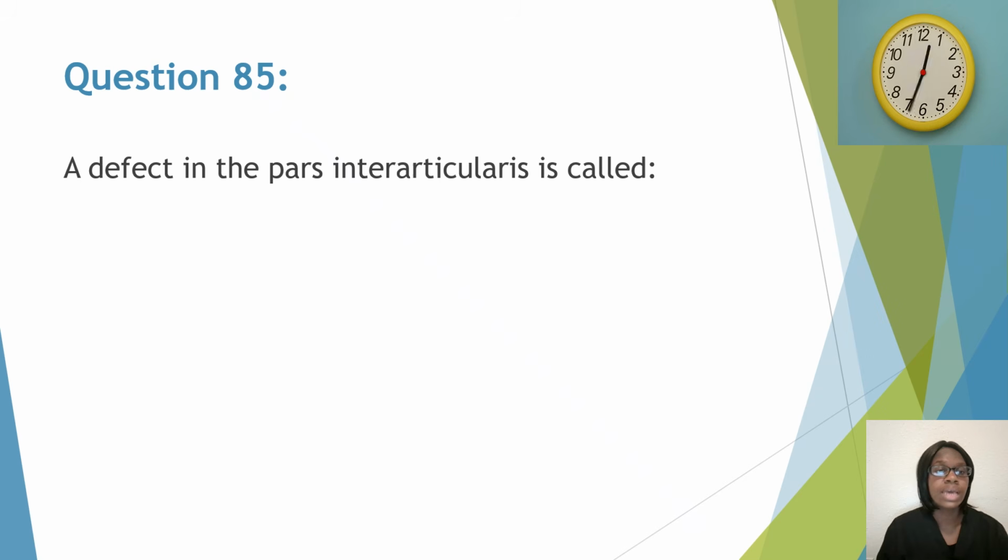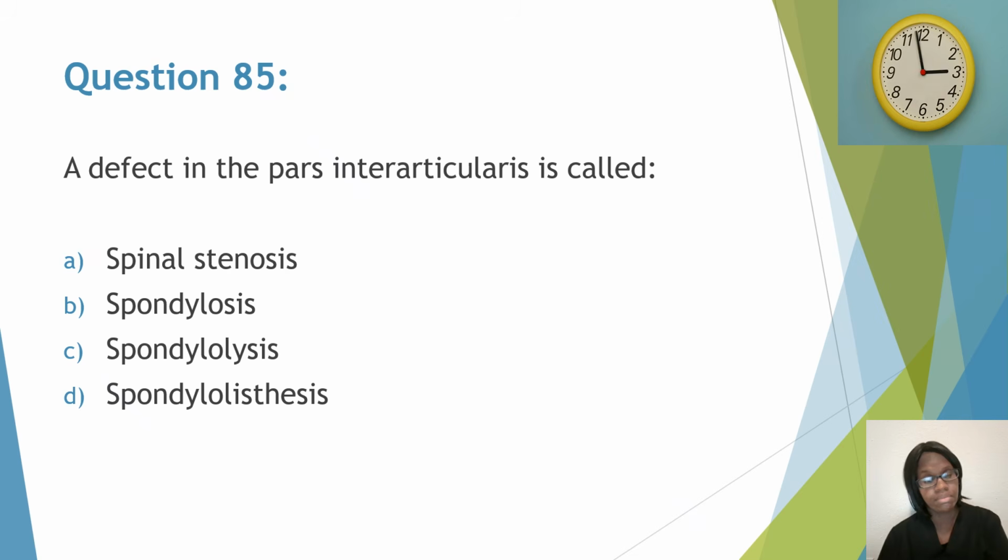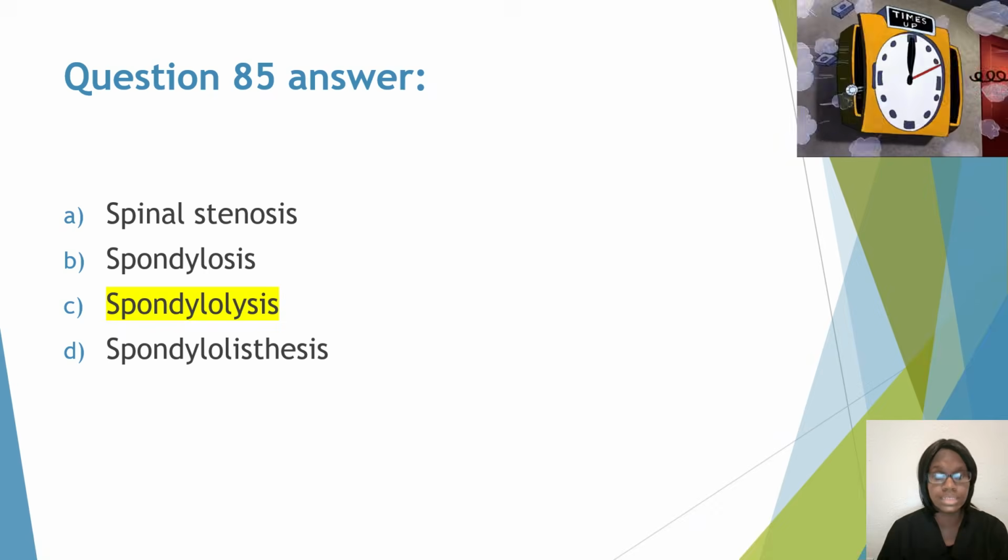Question 85. A defect in the pars interarticularis is called A, spinal stenosis, B, spondylosis, C, spondylolysis, D, spondylolisthesis. All right, the correct answer is C, spondylolysis.